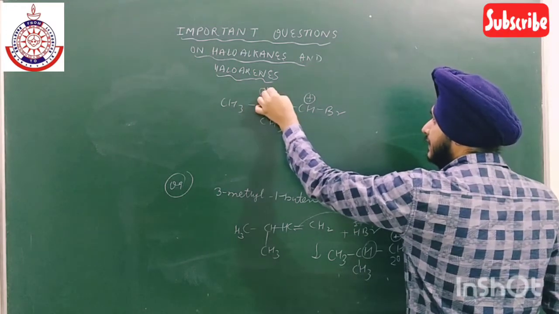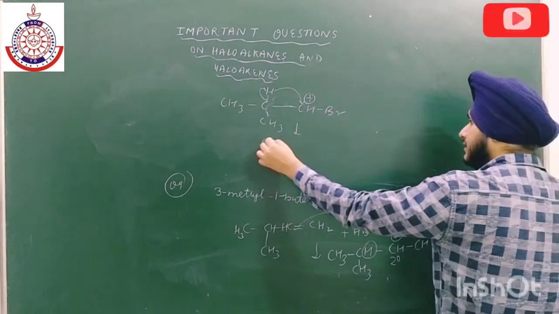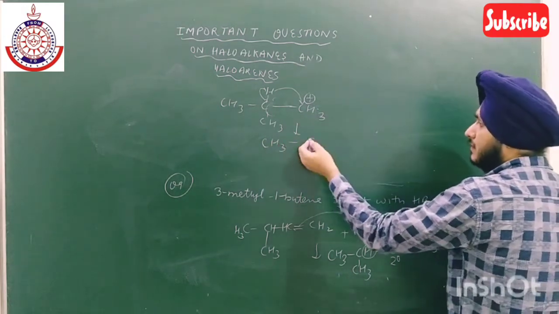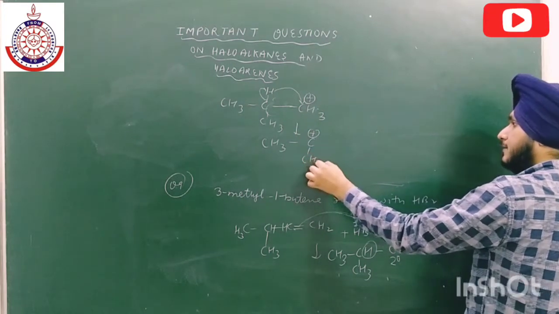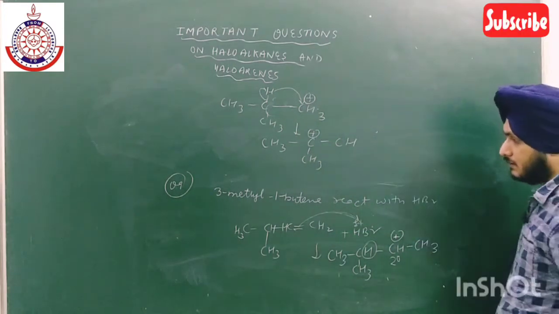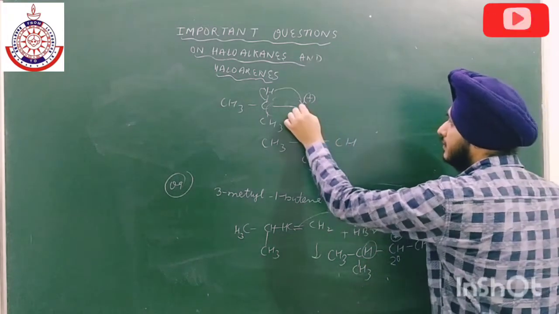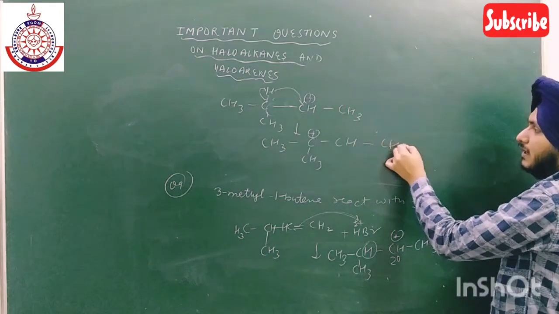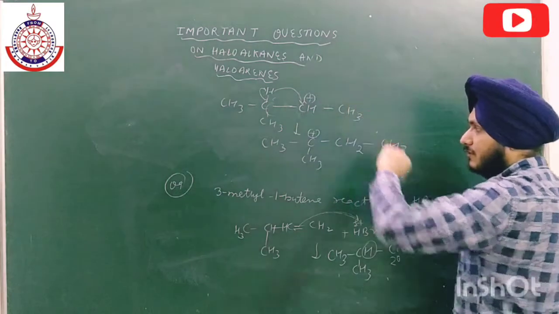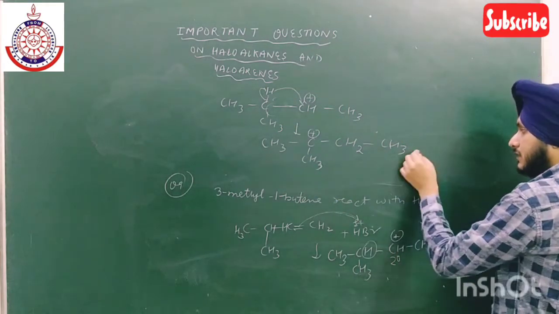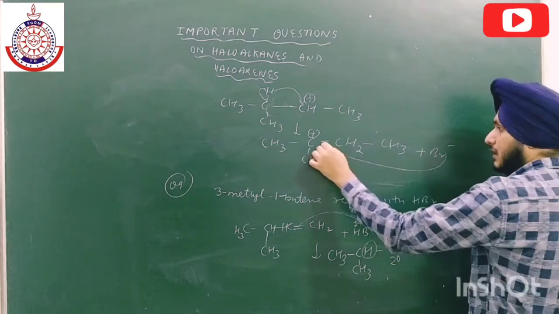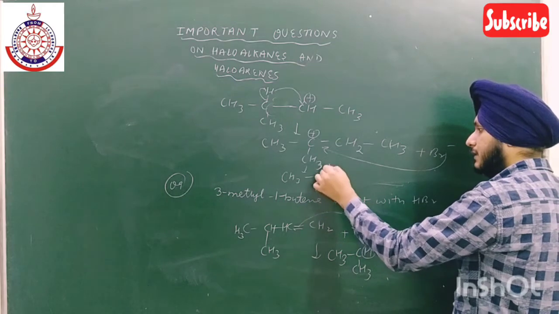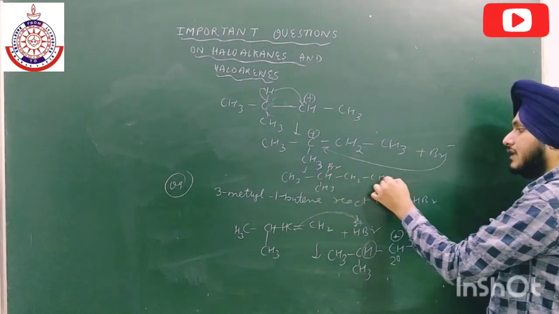Hydrogen will leave as H negative over here, and we will get positive charge here, with CH3. This is the main structure, and here we have CH2, this hydrogen will shift over here. Now the nucleophile Br negative will attack on this carbon, and we will get the major product as CH3 CBr CH2 CH3.